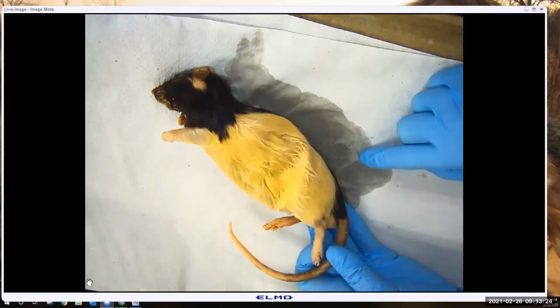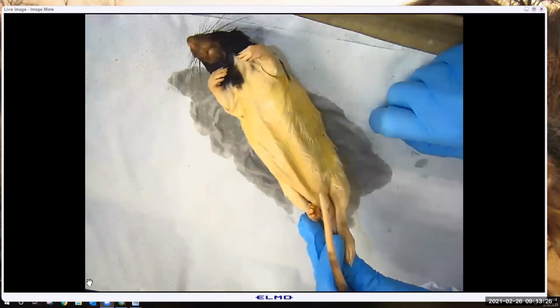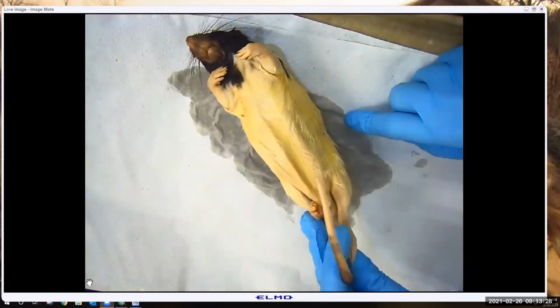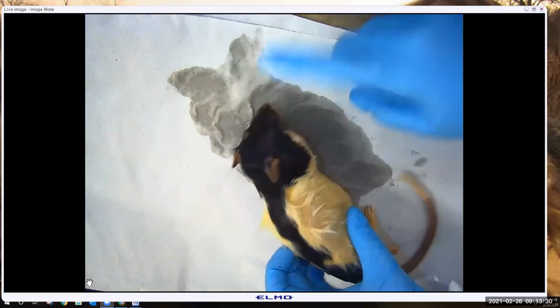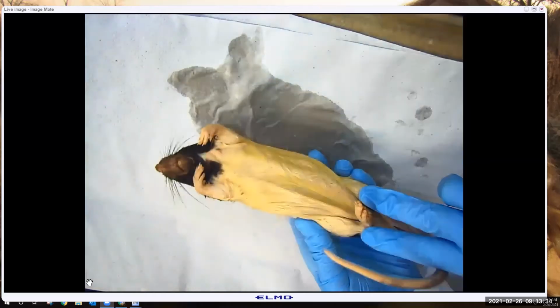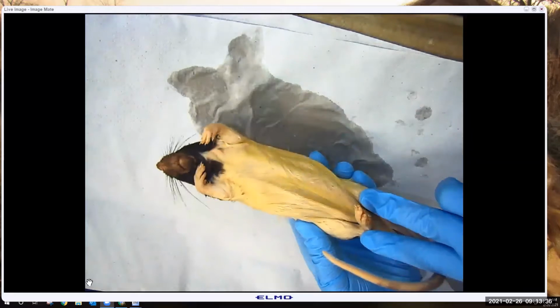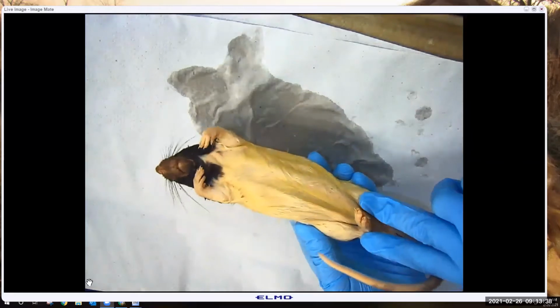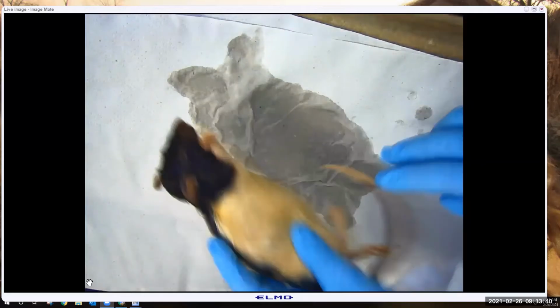No gills. He has lungs inside. If I cut him open, I would see lungs. I would not see gills. No antenna. These are just whiskers. They're not antennae. And he's walking on all 4 legs. He's not bipedal. No mandible. No body segmentation.